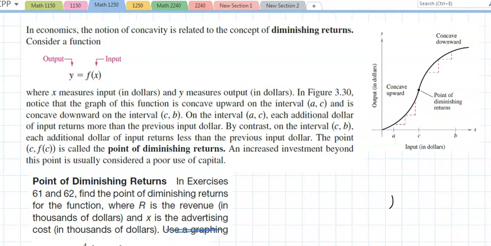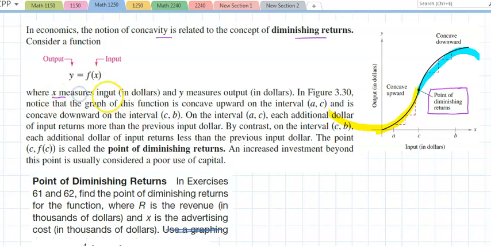And this is the main use of an inflection point in your field. If you think of this as a parabola, think of this as a parabola coming down. That is a point of inflection. It is called in application the point of diminishing return. And what that is, in economics, the notion of concavity is related to the concept of diminishing return.